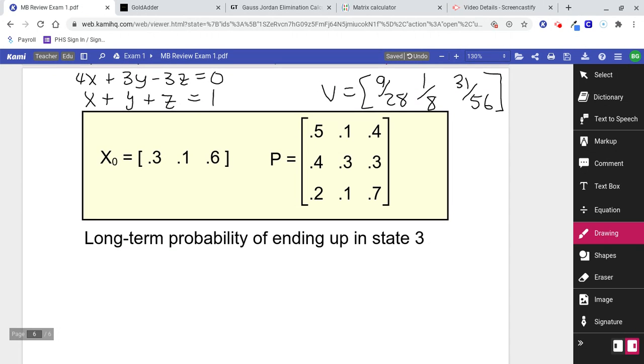So then the long-term probability of ending up in state 3, that's an easy question because all we have to do is look right here. Look in your equilibrium vector at state 3.